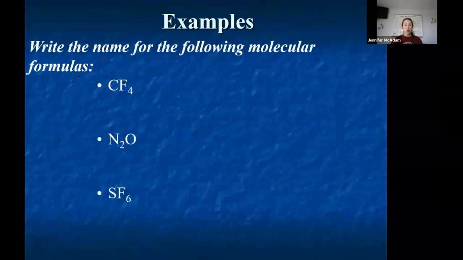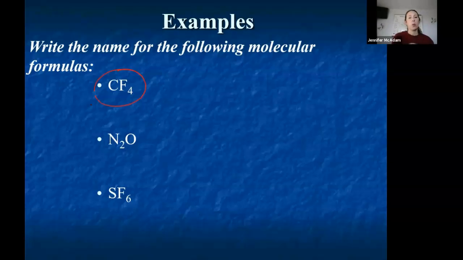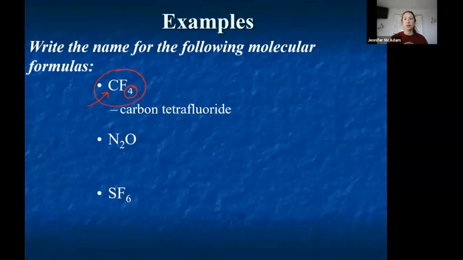Okay, so let's try these 2 together. There's 1 carbon and 4 fluorines, so this would be carbon tetrafluoride. Okay, how about the second one? What would N2O be?